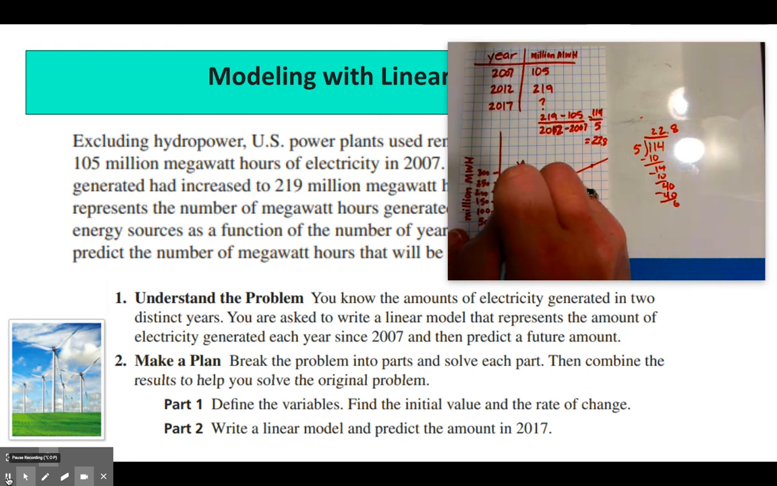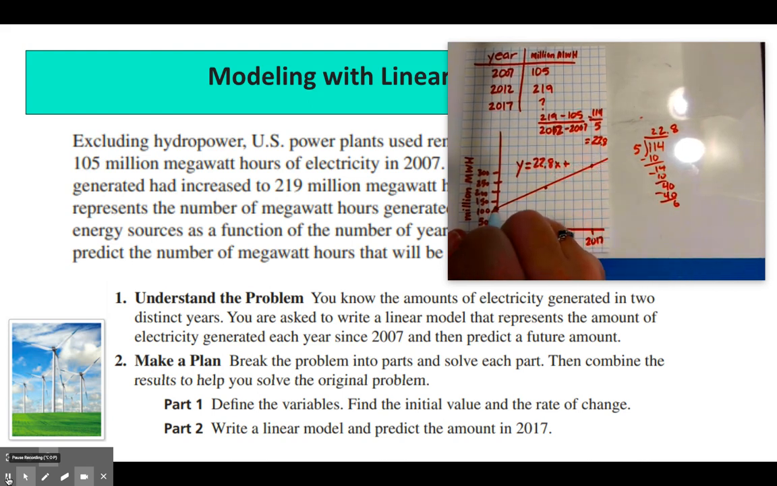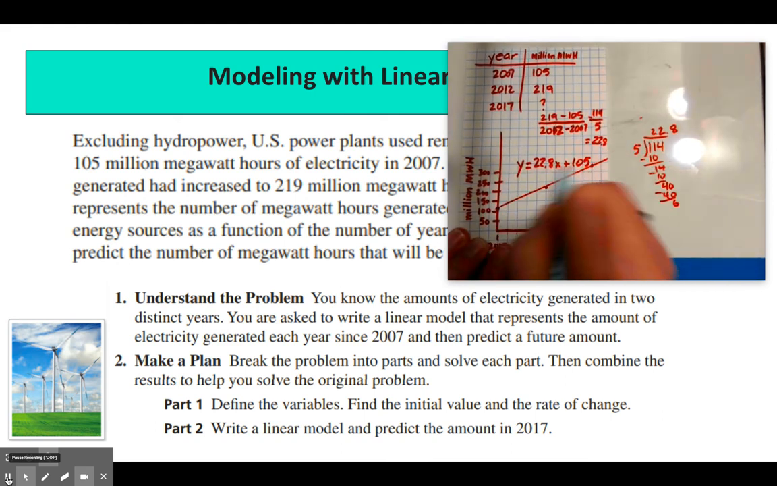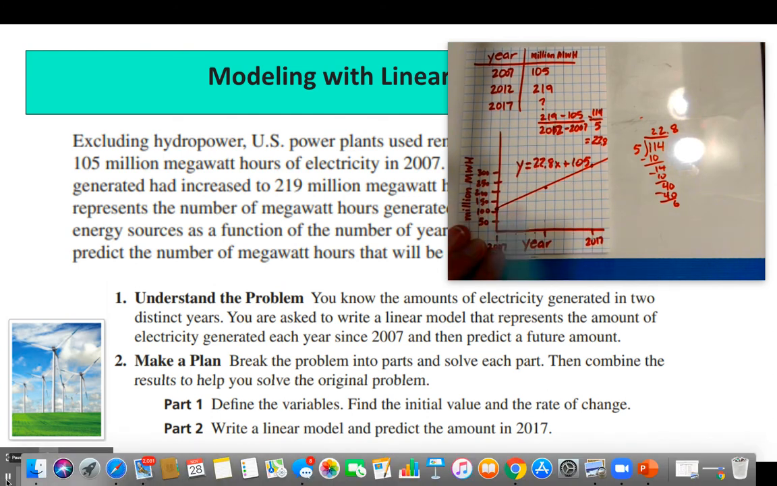So our equation would be y equals 22.8x plus our y-intercept, which here was 105. So from that, for 2017, we could figure out how many million megawatt hours they make. Now you're going to notice our x is just how many years out we are from our starting point. So at 10 years out, we would plug in 10 there for x and add that all up. So 22.8 times 10 plus 105. We did the math over here.